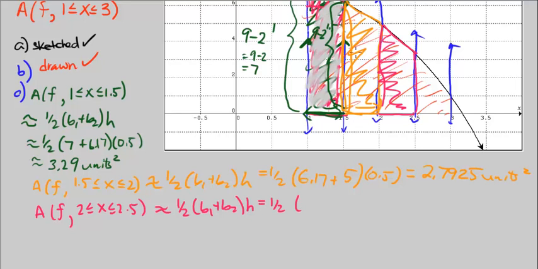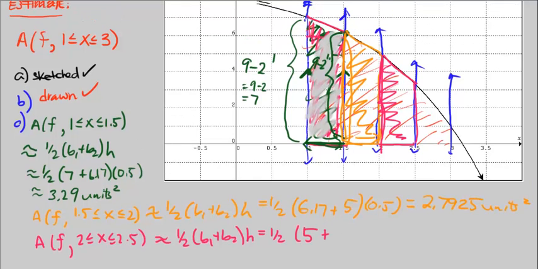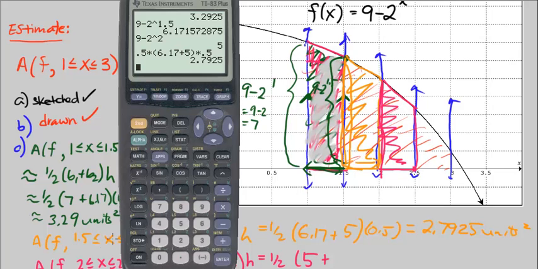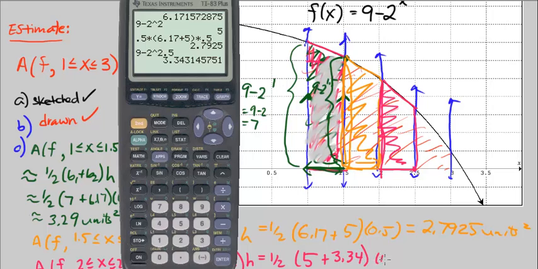It is 1/2. Well, this base right here on this side is going to be the same as it was over here. It's 5. Plus, then I want to plug 2.5 into the equation to get the height there. So it's going to be 9 minus 2 to the power of 2.5. And so the other base is 3.34, times 0.5.